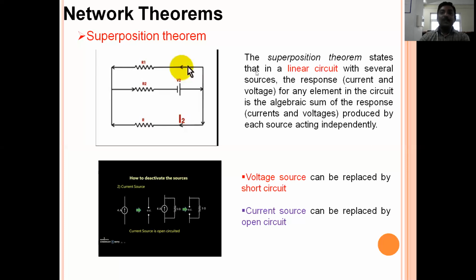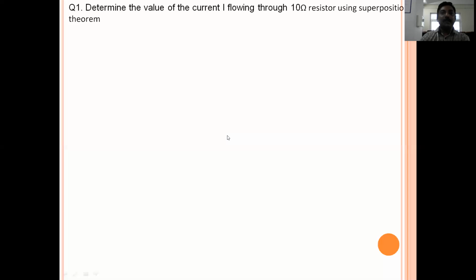One more time, the superposition theorem states that in a linear circuit with several sources, the response for any element in the circuit is the algebraic sum of the responses produced by the individual sources acting independently. That is the superposition theorem. We will understand this more after doing an example problem.